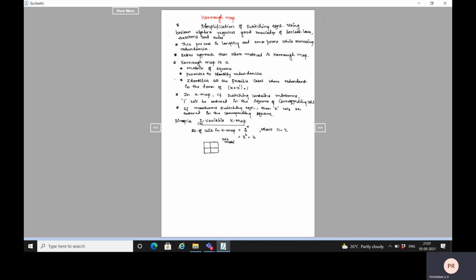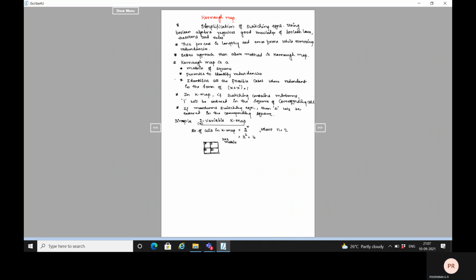When this 2 cross 2 matrix is observed, you can see that there are totally 4 cells. Each cell will be identified through a decimal number as 0, 1, 2, 3. This decimal number representation in a K-map will be placed at the top left corner of each cell. And now, since each cell in a K-map represents a minterm or a maxterm, how will this minterm or maxterm be identified?